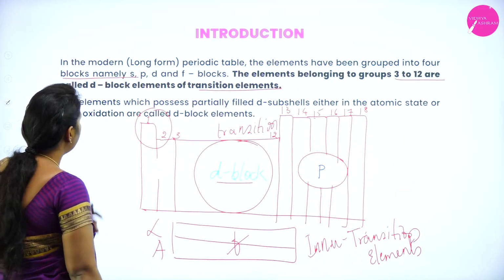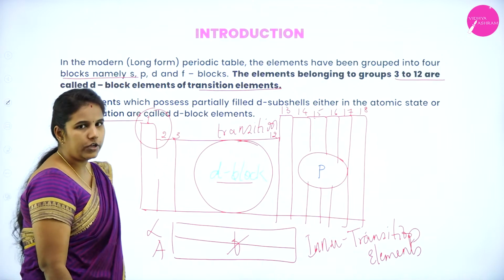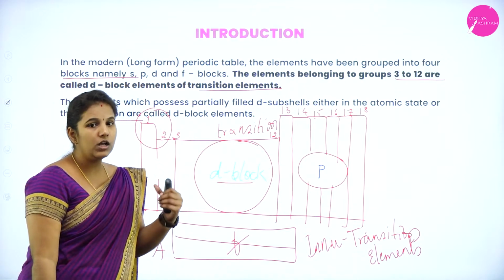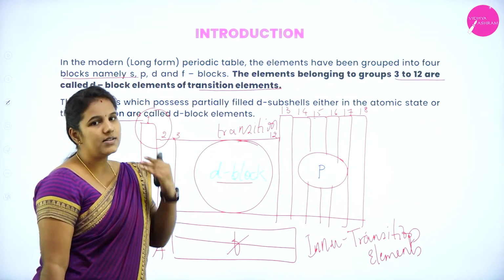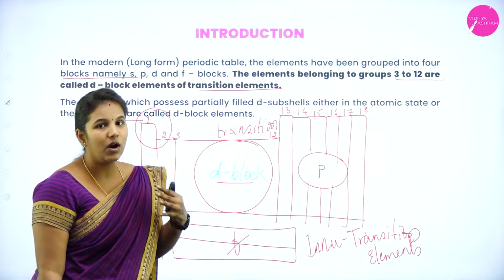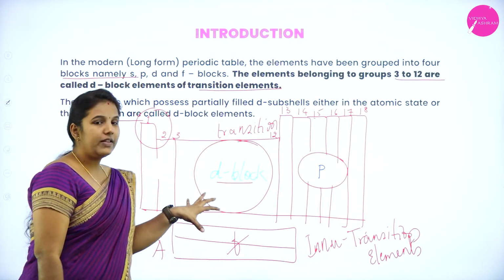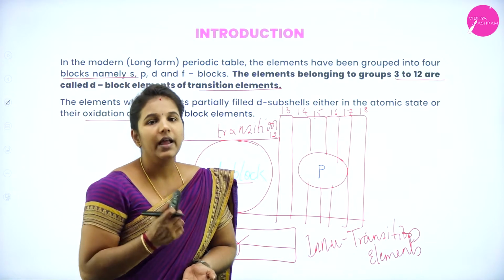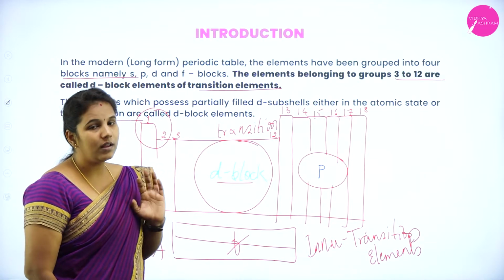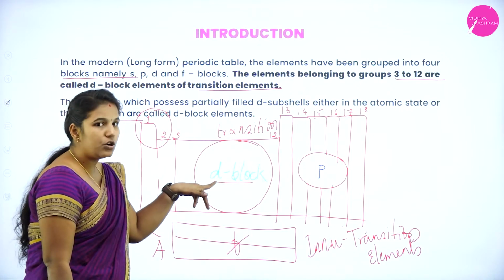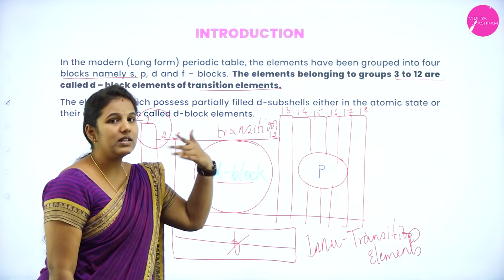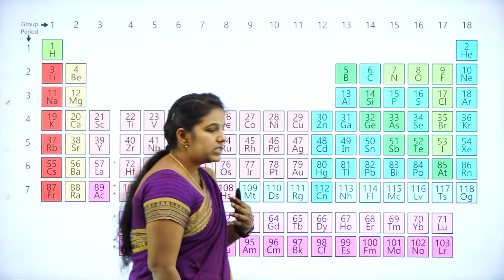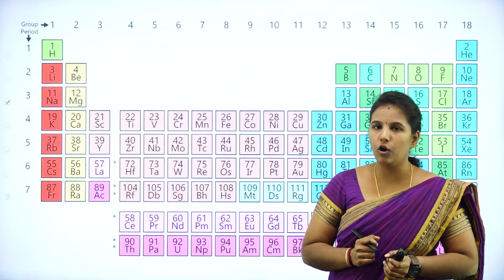The elements which possess a partially filled D subshell, either in the atomic state or in the oxidation state, are known as D block elements. Do you know why they are called D block elements? Because the last electron enters the D block, hence it is known as D block element. Similarly, F block elements are termed F block because the last electron enters the F block. I will explain why it is known as D block and S block when dealing with the electronic configuration. Now you can see the complete picture of the modern periodic table.